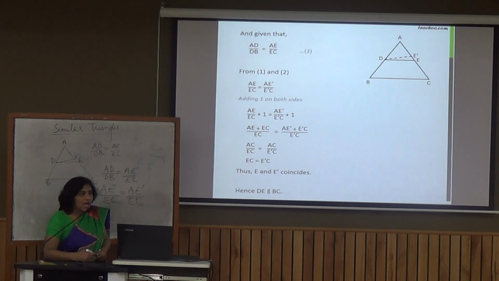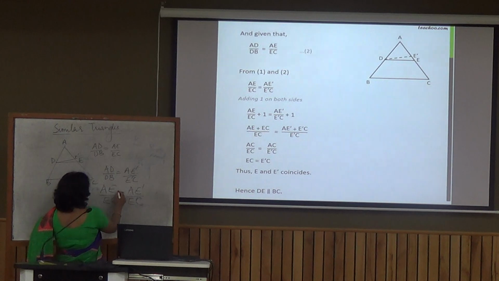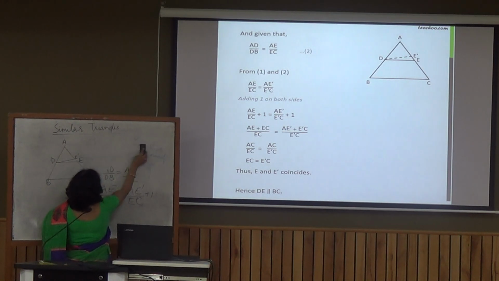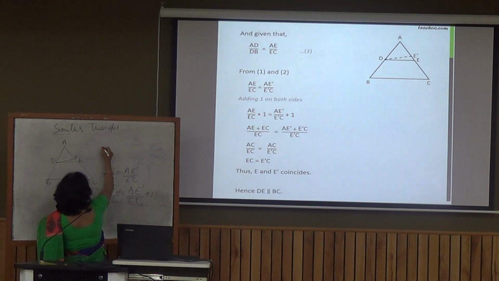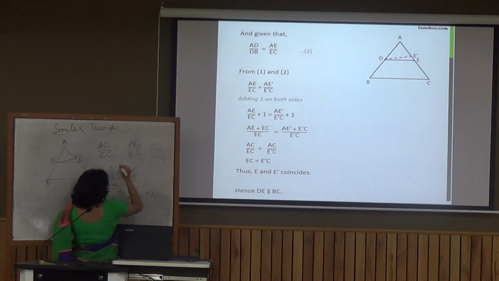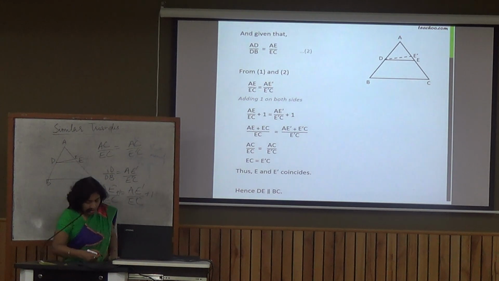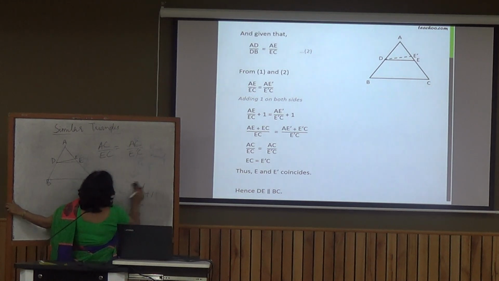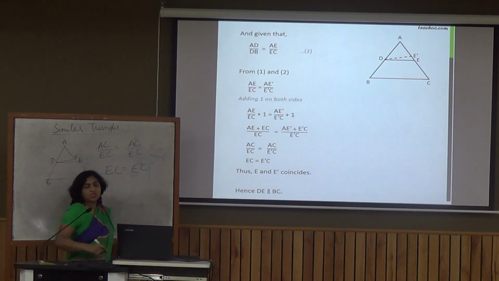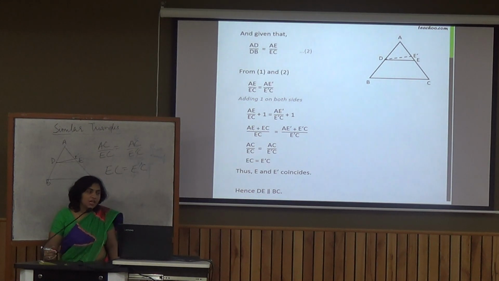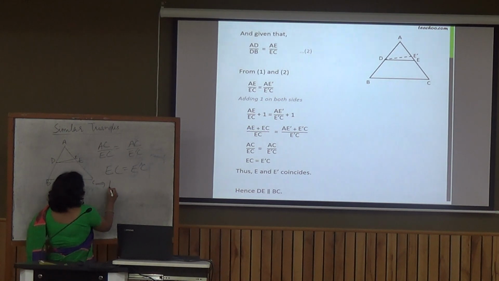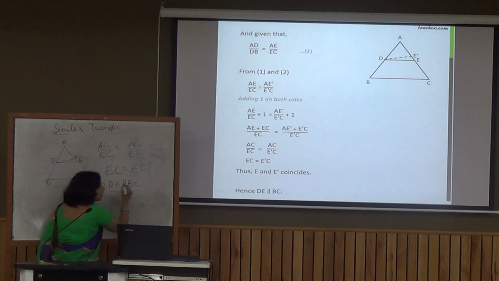When left hand sides are equal, we equate our right hand sides. So now we add 1 on both the sides, to get AC upon EC is equal to AC upon E dash C. Here we see that our numerators are equal on both the equations, so we say that our denominators are also equal. That says EC is equal to E dash C, which is only possible when E and E dash coincide. Because E and E dash coincide and we have considered DE dash parallel to BC, that says DE is parallel to BC, hence proving our theorem.